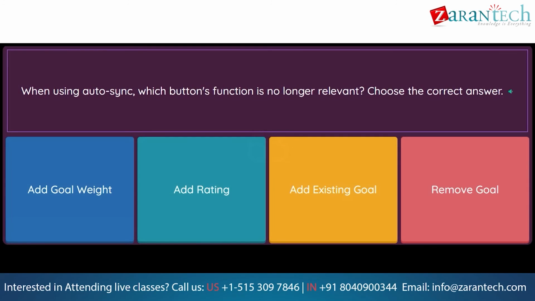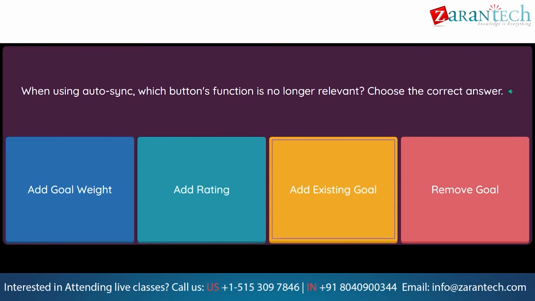Question: when using auto-sync, which button's function is no longer relevant? Choose the correct answer. Option 1 add goal weight. Option 2 add rating. Option 3 add existing goal. Option 4 remove goal.